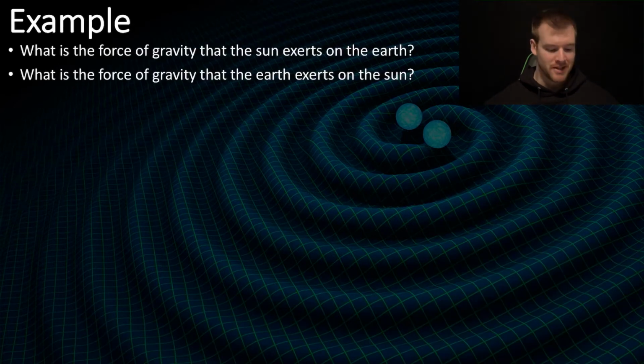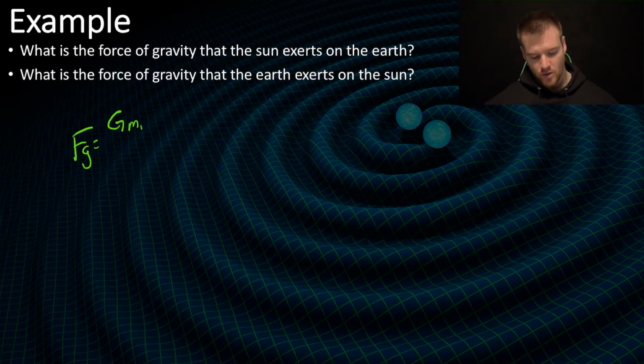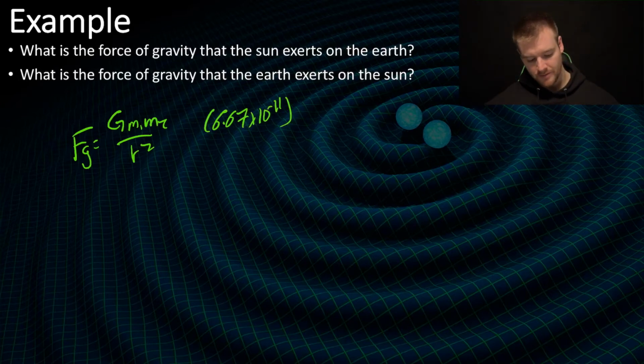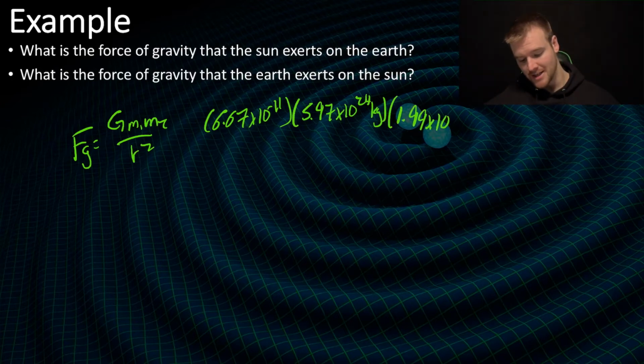So let's take a look at some examples that says, what is the force of gravity that the sun exerts on the Earth? Okay, again, not too hard to plug these in. We know the formula Fg is equal to G m1 m2 over r squared. It's mostly just handling these big numbers in your calculator, but let's write all these in. So G is 6.67 times 10 to the negative 11. Mass, there's two masses, and this is between the sun and the Earth. The Earth is 5.97 times 10 to the 24 kilograms, and the sun is much, much bigger. It's 1.99 times 10 to the 30 kilograms.